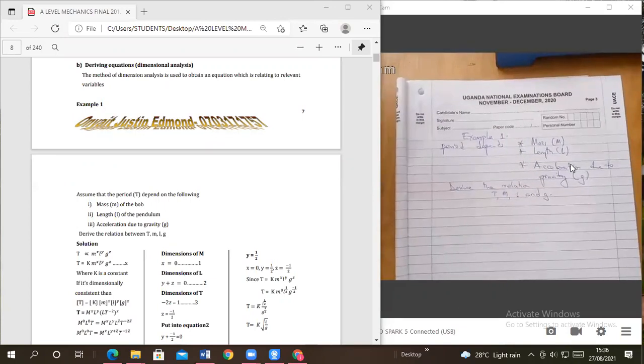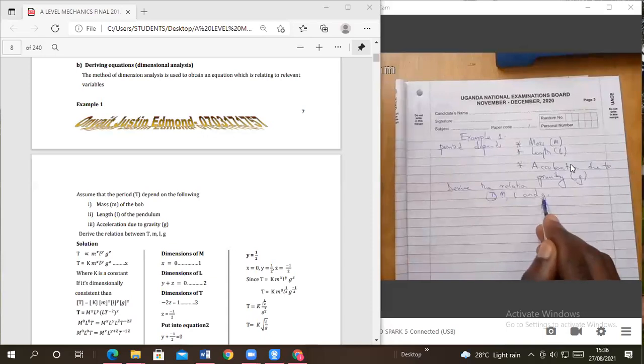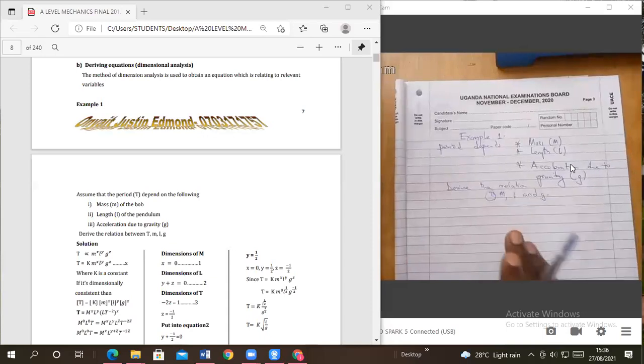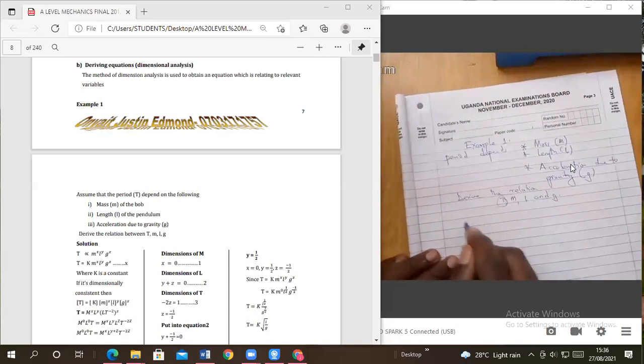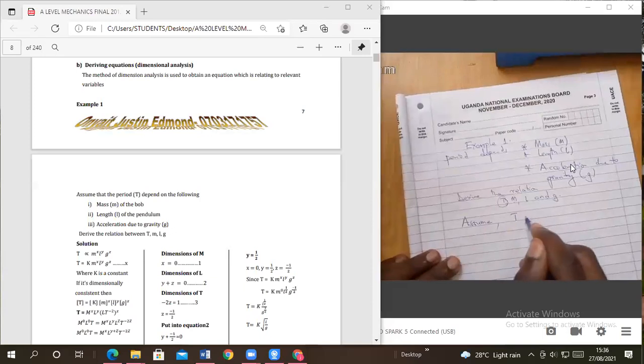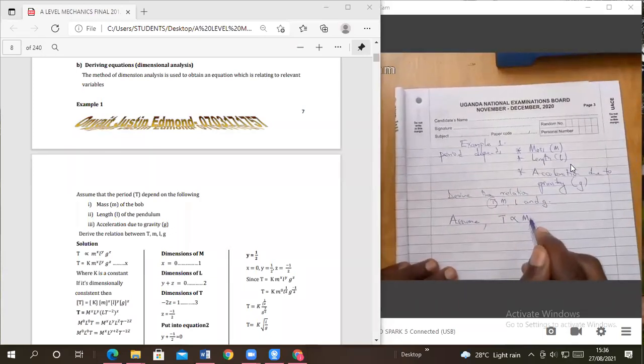But the first assumption we make, for all these three quantities, because they're saying period, is that the period must depend on mass, length, and acceleration due to gravity of a given string. You can also see that. So we shall say, assume T is directly proportional to M to the power X, L to the power Y.